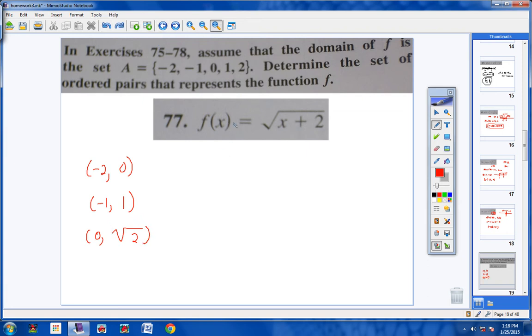Okay? Next, let's put in 1. So we're going to put 1 in for x. We can do these in our head, guys. 1 plus 2 is 3, so the answer would be square root of 3. Or you could type it in your calculator if you wanted to.